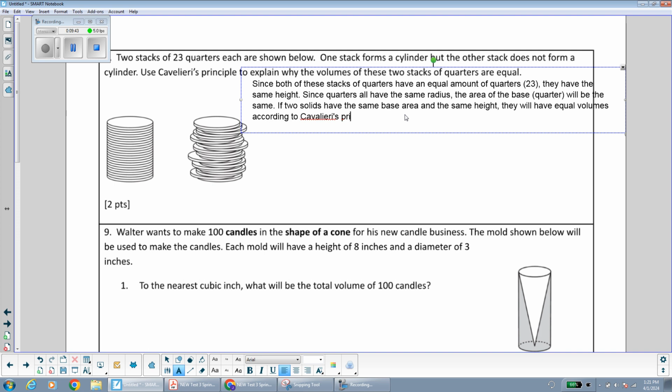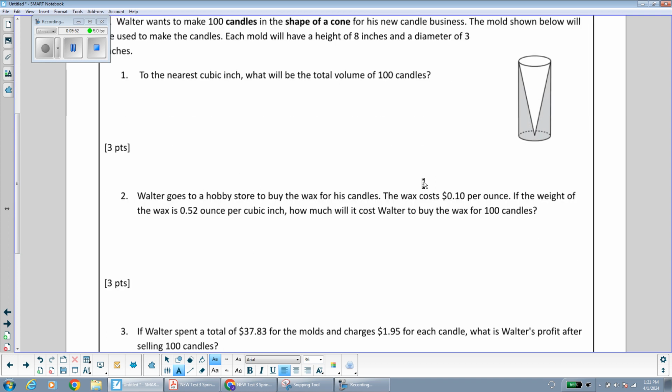It doesn't have to be worded exactly like that, but you do need to mention same base area and same height, and you do need to use the context of the question. You do need to mention the quarters in there.